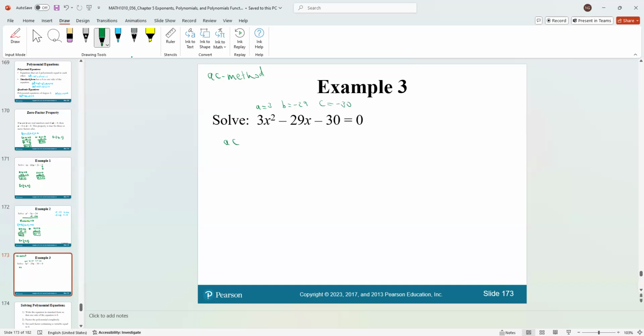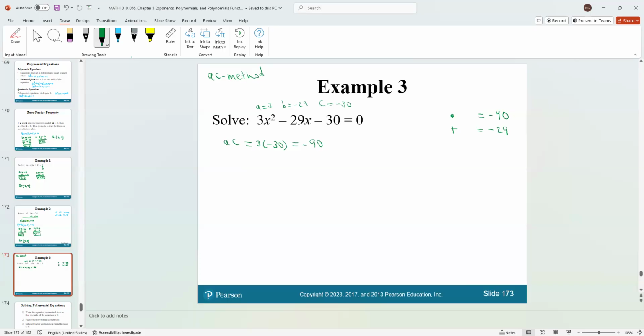Now, the AC method tells us if we multiply A by C, 3 times negative 30, that would give us negative 90. Now, what are the two numbers? When you multiply these two numbers, it gives you negative 90. But when you add these two numbers, it's going to give you negative 29. So think about it. Two numbers when you multiply give you negative 90, but when you add, give you negative 29. Yeah, that's how we're gonna do it.